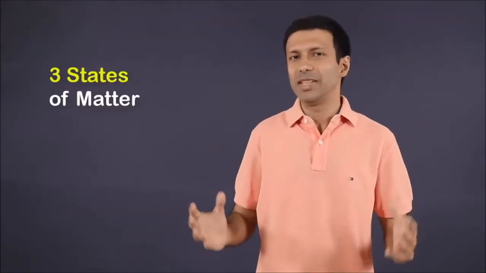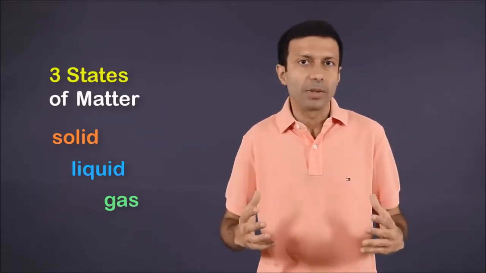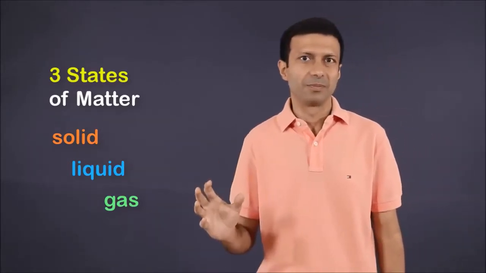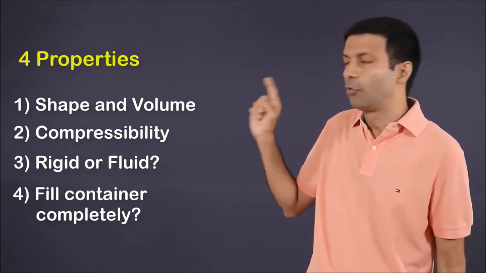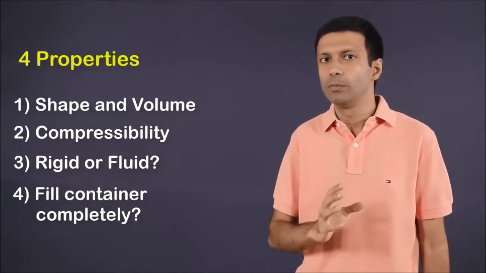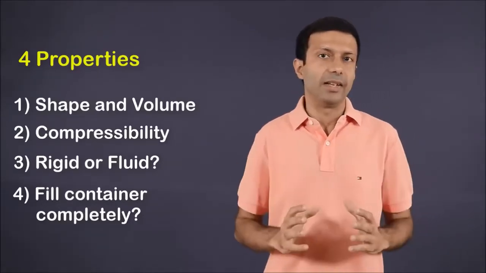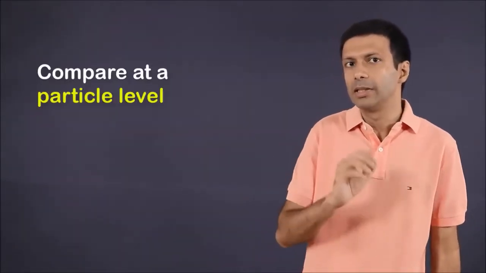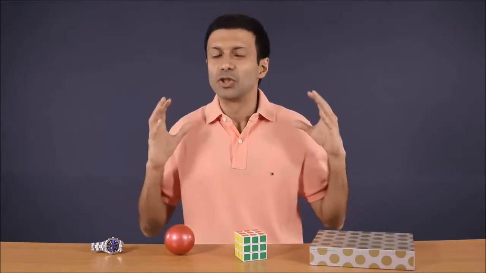I'm sure you're familiar with the 3 states of matter: solid, liquid, and gas. When we look at something, our brain automatically knows, is it a solid, liquid, or a gas? In this video, we are going to compare these 3 states of matter in a more scientific way. So we'll compare them based on these 4 properties: shape and volume, compressibility, rigid or fluid, and do they fill their container completely. After that, we'll take a deeper look into solids, liquids and gases and compare them at a particle level. Let's start with solids.